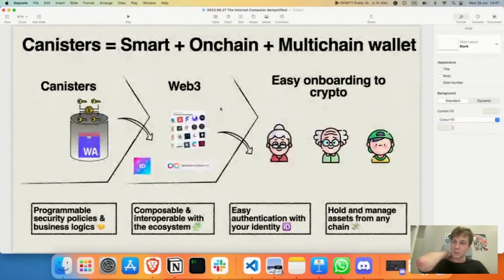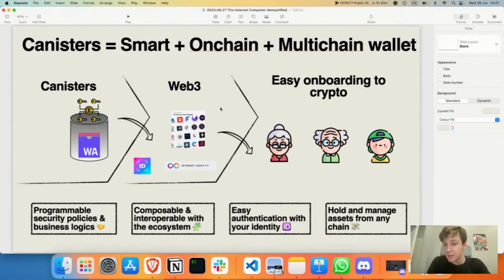So this is where we get to more long-term view. Right now, the IC has integrated Bitcoin, and the Definity Foundation is also working on Ethereum. But it's not going to stop there. You can essentially do it for any cryptocurrency. And so you can see a Canister as an on-chain wallet.